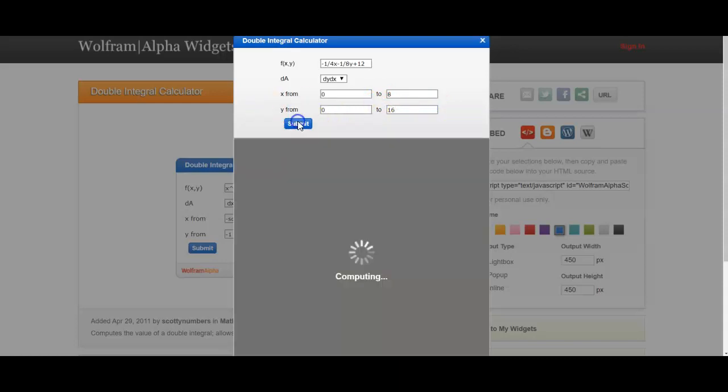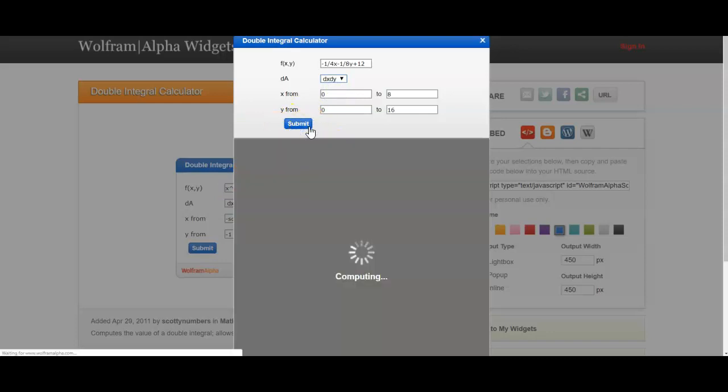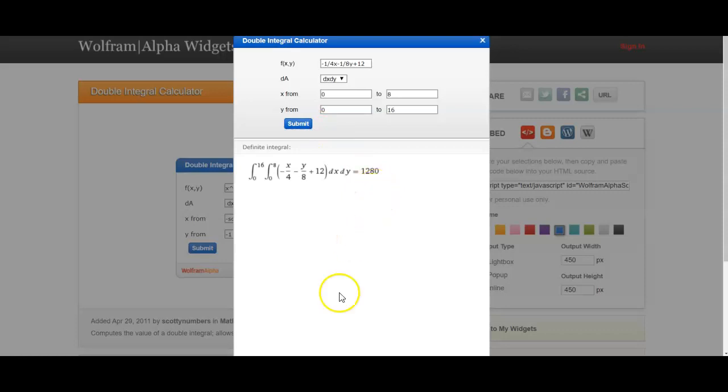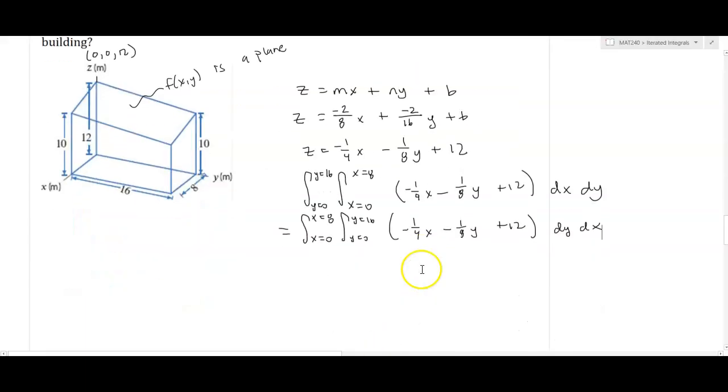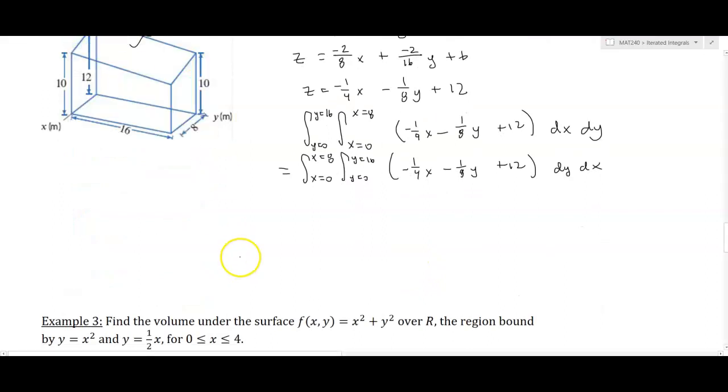So when I click submit, this volume that I get here, which is 1,280 cubic units, should be the same thing if I just change these two, because again, they don't have variable boundaries, they have constant boundaries. So if I change those, I should still get 1,280. So my final answer here is 1,280.